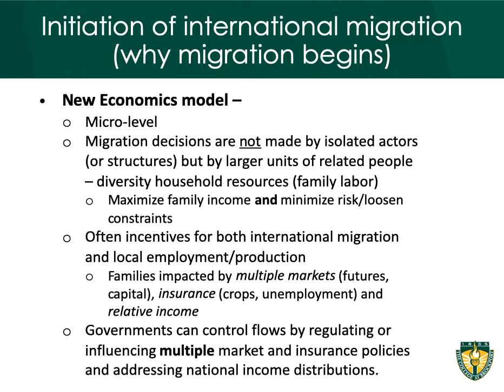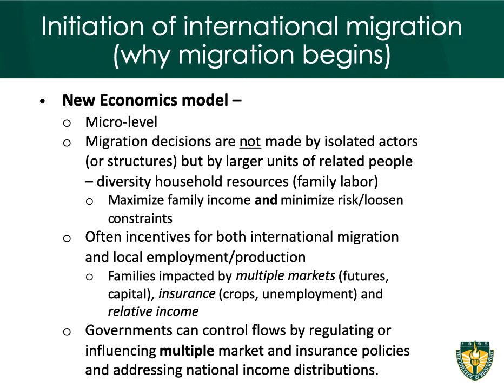The new economics model emerged in contrast to the earlier neoclassical model. And this is a micro level theory, meaning that new economics model theorists are interested in small scale units, such as family interactions. And there's a lot of emphasis on choice and agency in decision making. The new economics model stresses the importance of household units as opposed to individual decision makers or larger structural forces like the employment sector. In this model, migration decisions are based on what's best for the family and how family labor can be split to maximize income and minimize risk or loosen constraints put on the family by the society of origin.